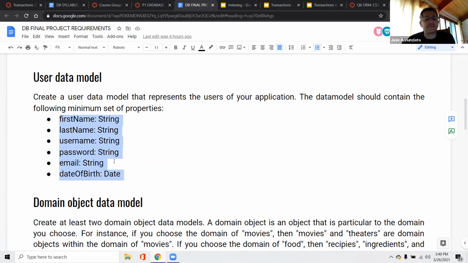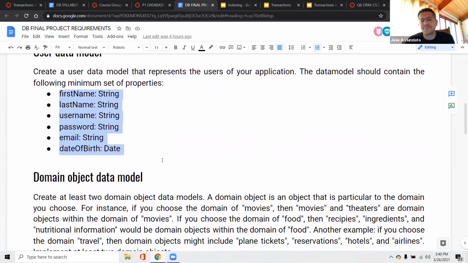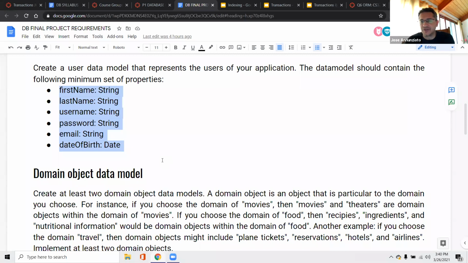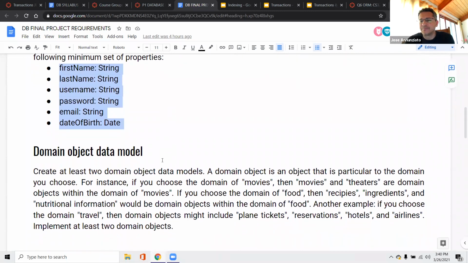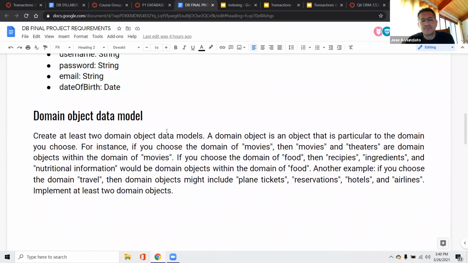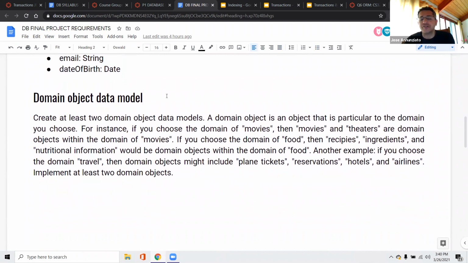So a user should have at least a first name, last name, username, password, email, and date of birth. Obviously you're free to add even more attributes. You also need to model domain objects.